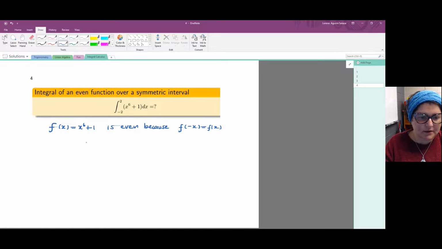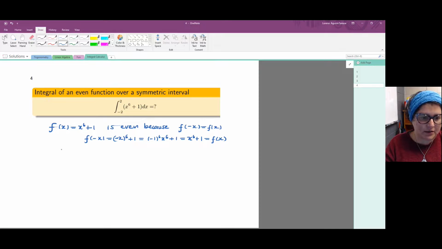Notice that f of negative x is negative x to the 6 plus 1. That's negative 1 to the 6 times x to the 6 plus 1. And negative 1 to the 6 gives us 1. So we get x to the 6 plus 1, and that's exactly f of x. And we have a symmetric interval because we're going from -2 to 2. So the interval is symmetric with respect to the origin.